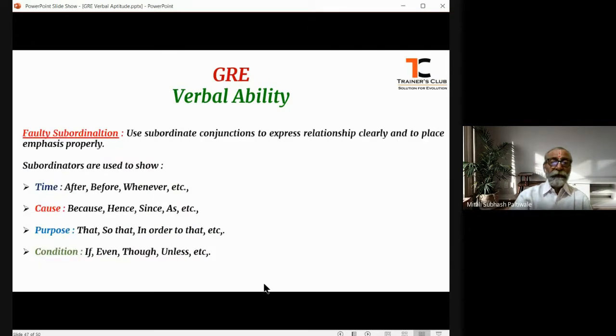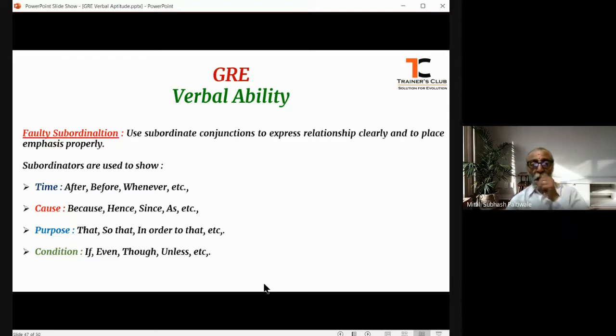Okay, friends. Now the next would be the subordinations, right? What are those subordinations? Sometimes there could be some faulty subordinations. As we learned in the conjunction part of it, subordinate conjunctions. When we frame sentences with these subordinate conjunctions, we should understand whether the usage of that particular subordinate conjunction is the right one or the faulty one or the wrong one.